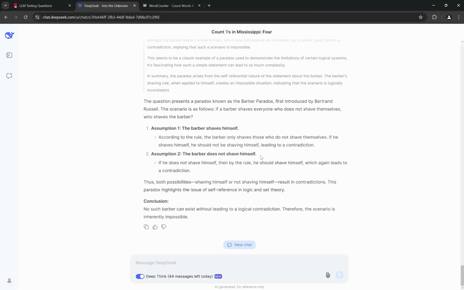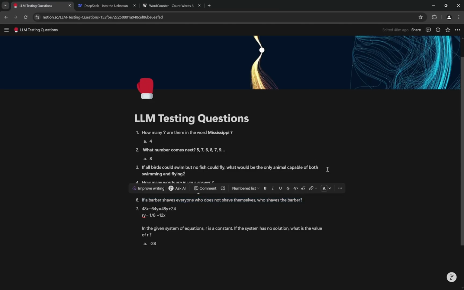And if he does not shave himself, then by the rule he should shave himself, which again leads to a contradiction. So you can see no such barber exists without leading to a logical contradiction. So the answer is correct because this is a paradox which cannot be solved. So the answer is pretty correct.